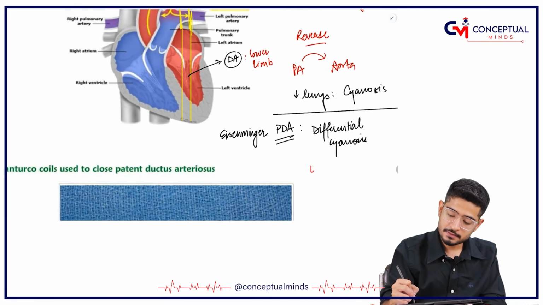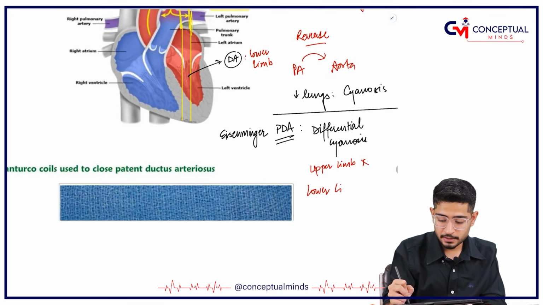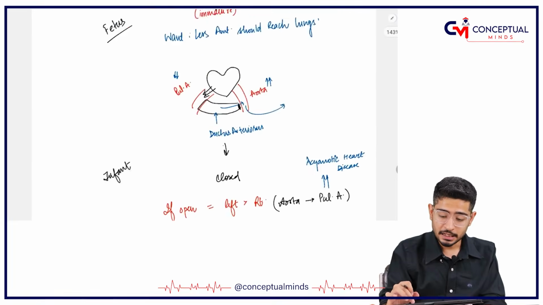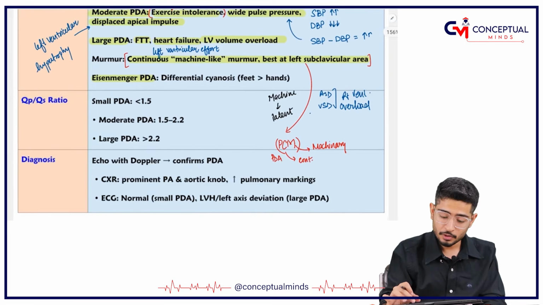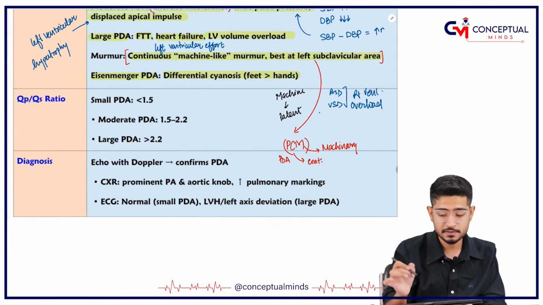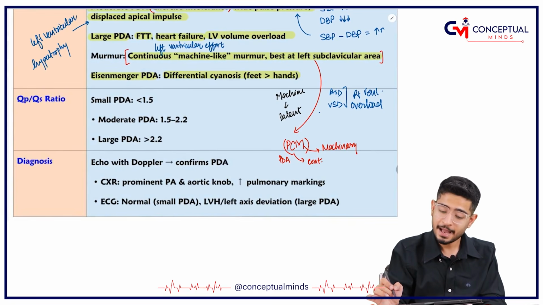So differential cyanosis means that the upper limb is not going to show cyanosis, but the lower limb is going to show the cyanosis. This is called differential cyanosis. It is going to be more in the feet rather than the hands.